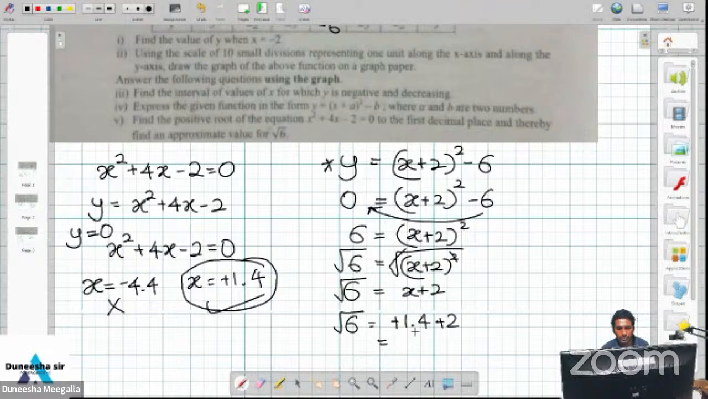What is the answer now? 3.4. Okay. Sorry, yes, it's the answer. Sorry. It's not 1.4, it's 0.4. Okay. Its answer is 2.4. I had written 1.4 there, but what comes on this graph is 0.4. Okay. It's 2.4 is the answer.